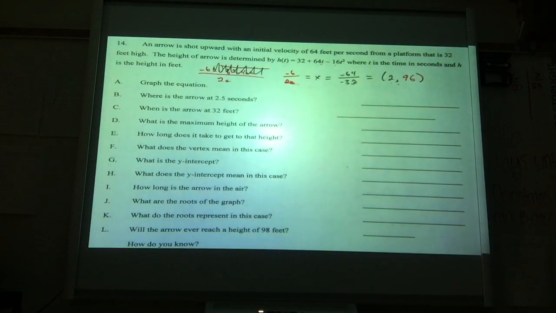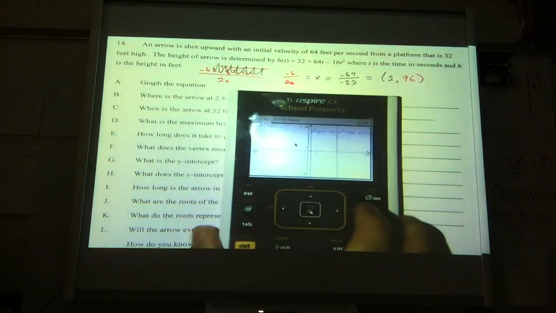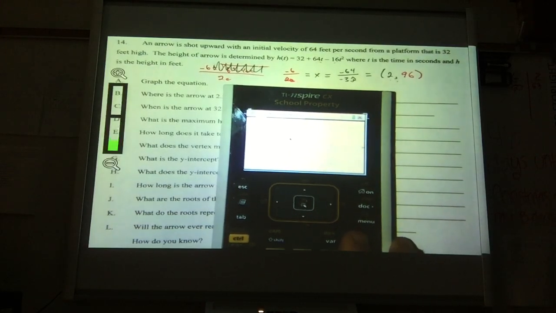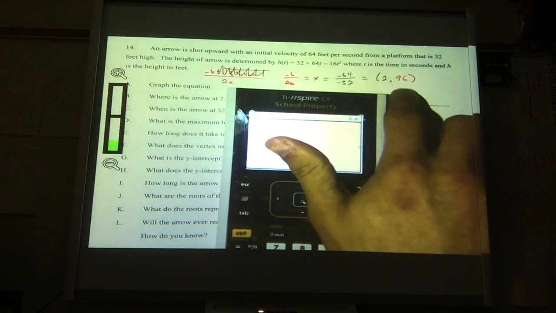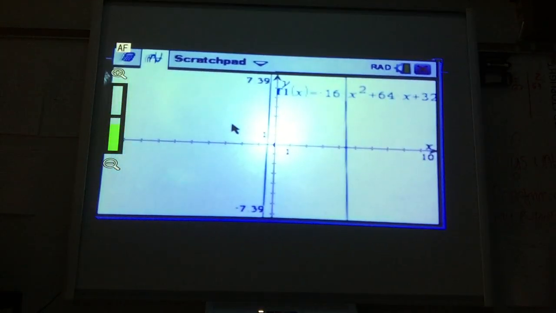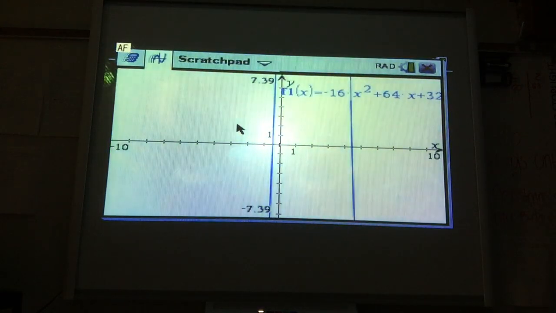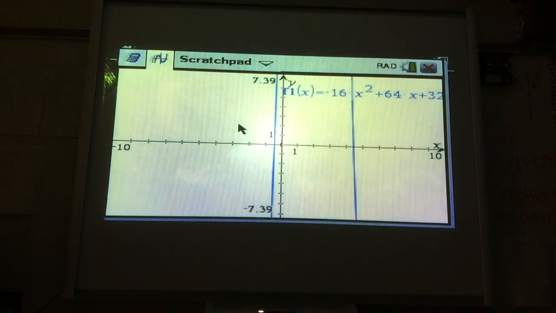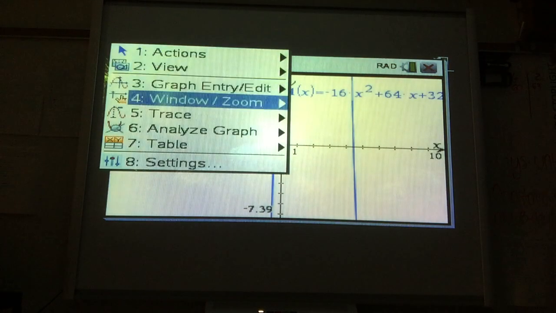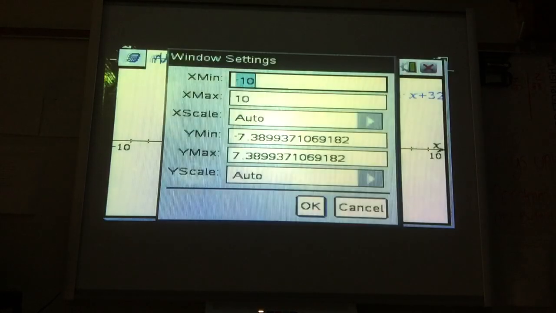Now, the reason I start with that is because now on this graph, which is going to be hard to see, I'm going to go ahead and zoom in. Keep in mind, here's your vertex, 2, 96. I'm going to zoom in. Okay, so I'm going to change my window settings. And the reason I want to is because I want to see the whole graph. You go to Menu, you go to Window Settings, all right?